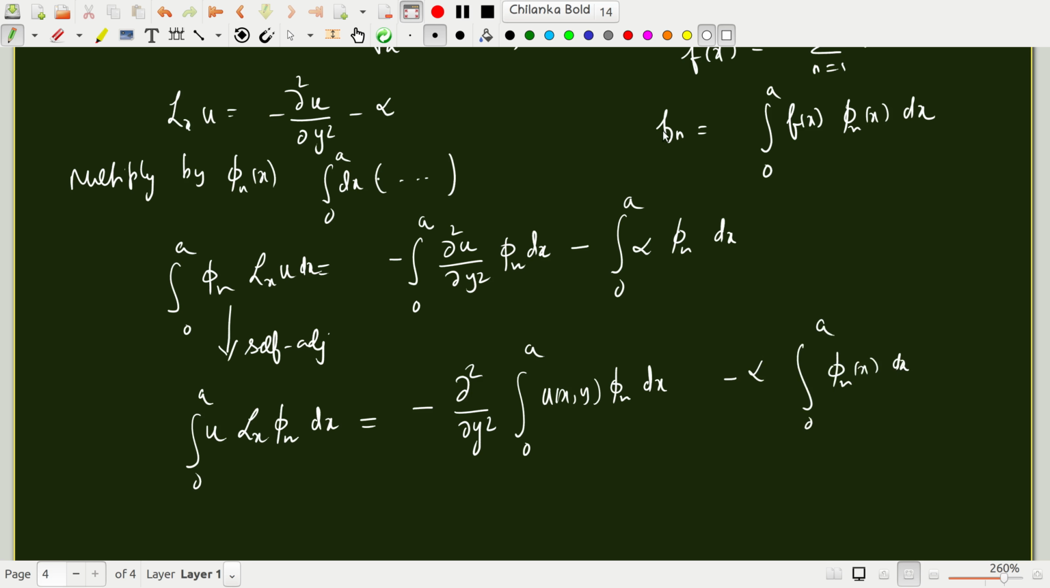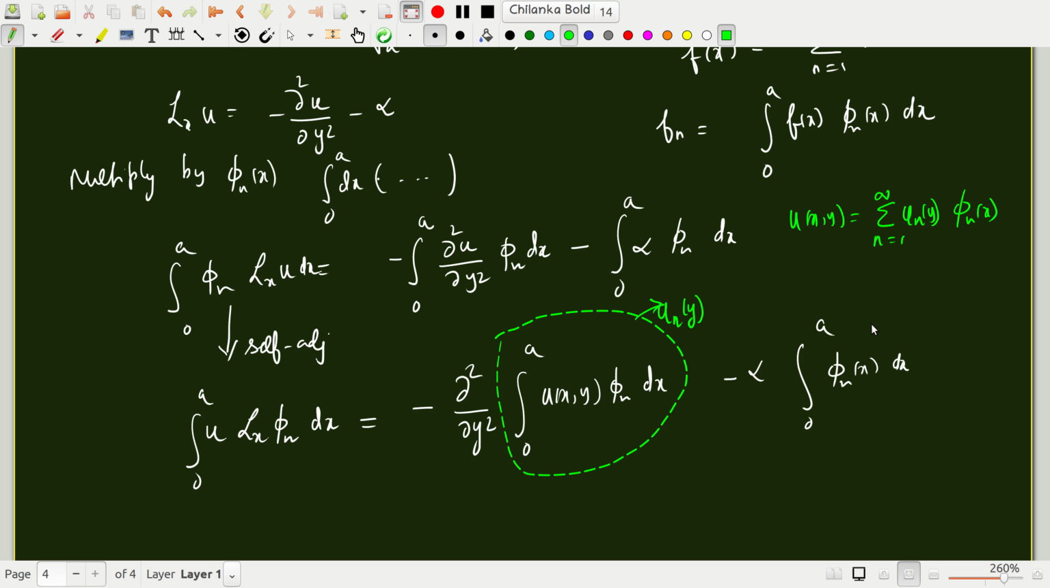Okay, now this object out here is nothing but un of y. This is the coefficient of expansion of u of xy. Suppose I take u of xy and expand in an eigenfunction expansion only in x, then the coefficients will be functions of y. So this is that coefficient un of y, right?